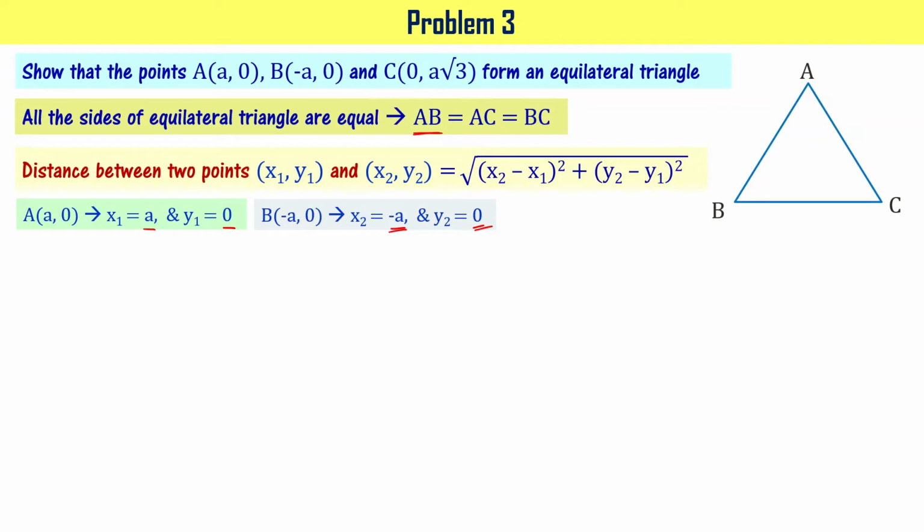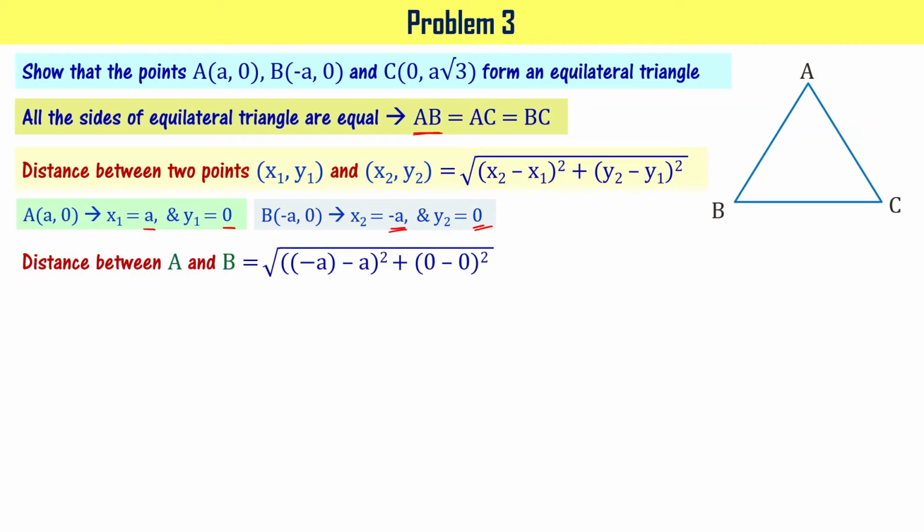Now let's substitute these values into the distance formula such that we can write the distance between A and B as the square root of (−a − a)², that is (x2 − x1)² + (y2 − y1)². When you simplify this, you can write it as the square root of (−2a)², right? This can be written as the square root of 4a², that is equal to 2a. So the distance between A and B is 2a. So let me write it as 2a.